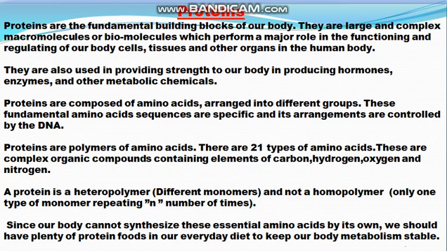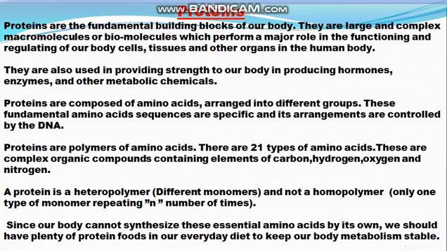Proteins are the polymers of amino acids. It means many amino acids polymerize to form the proteins, and there are about 21 types of amino acids, and these are complex organic compounds. Amino acids are complex organic compounds and they contain carbon, hydrogen, oxygen, and nitrogen. So we can say that amino acids are made up of carbon, hydrogen, oxygen, and nitrogen.